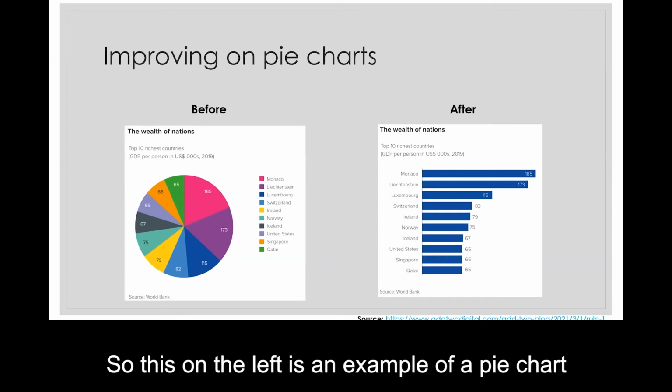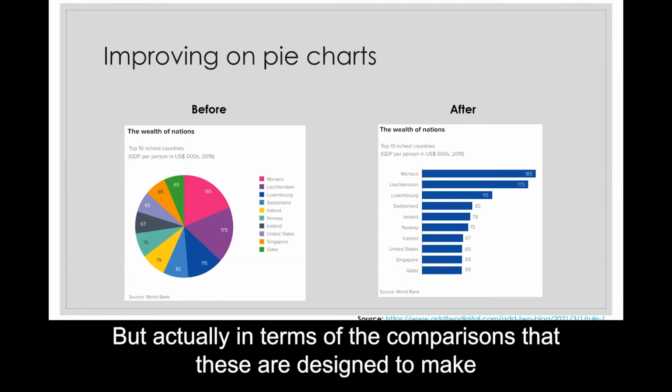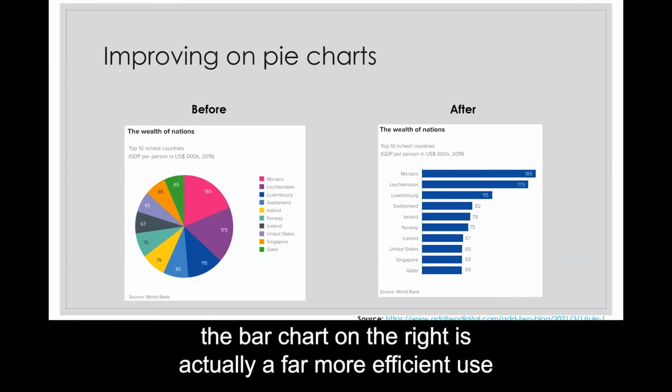So this on the left is an example of a pie chart, which are very common. You'll see them used extensively in the literature, in the media. But actually, in terms of the comparisons that these are designed to make, the bar chart on the right is actually a far more efficient use.